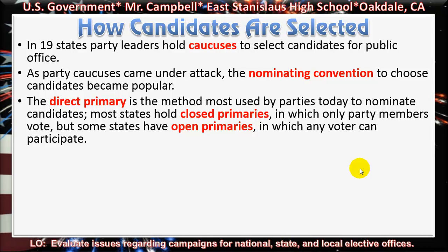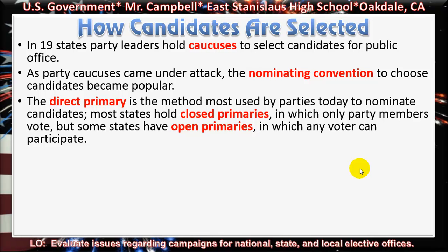And most states hold closed primaries. What that means in a closed primary is you can only vote for your party. Whatever party you're registered for, you can only vote for that party's candidates in the primary. Now, the primary just narrows it down to who will be on the ticket for the party in the general election. Open primaries, however, some states have open primaries, and in an open primary, you can vote across party lines.